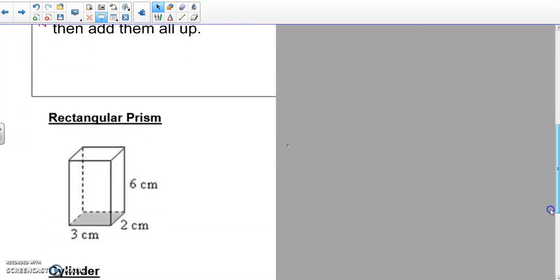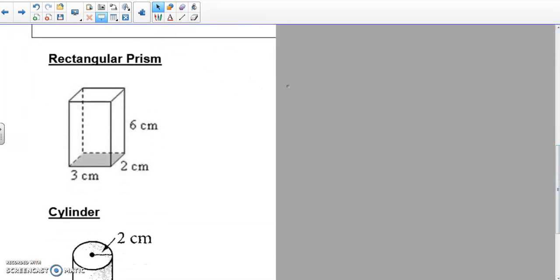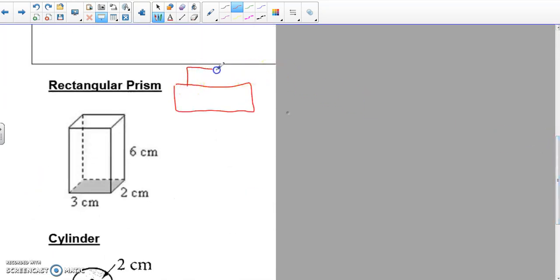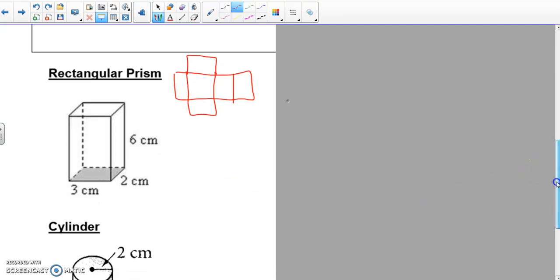So let's try one. All right, rectangular prism. It's the same drawing from before. If it helps you, you can think about what we did before, unraveling or unfolding this whole diagram. Our drawing from the net above looked kind of like this: 1, 2, 3, 4, 5, 6. If it helps you to think of it that way, that's great. It makes it a little more confusing for me personally.